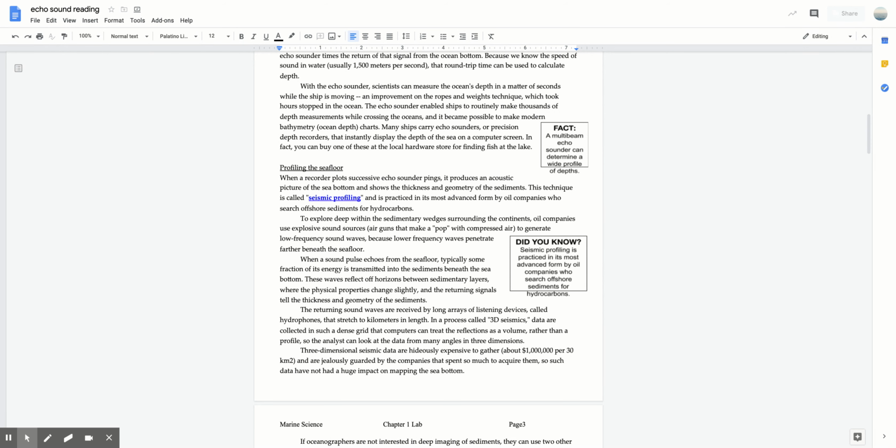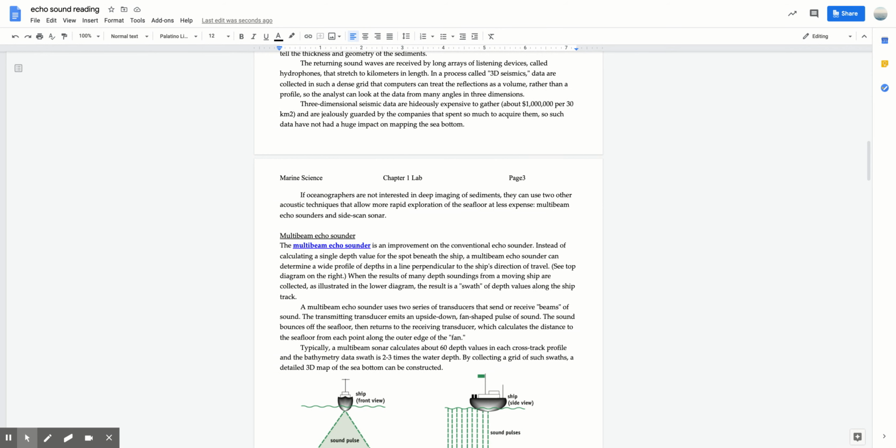The returning sound waves are received by long arrays of listening devices called hydrophones that stretch 2 kilometers in length. In a process called 3D seismics, data are collected in such a dense grid that computers can treat the reflections as a volume rather than a profile, so the analyst can look at the data from many different angles in 3 dimensions. Three-dimensional seismic data are hideously expensive to gather, about $1 million for 30 square kilometers, and are jealously guarded by the companies that spent so much money to acquire them. So such data have not had a huge impact on mapping the sea bottom.